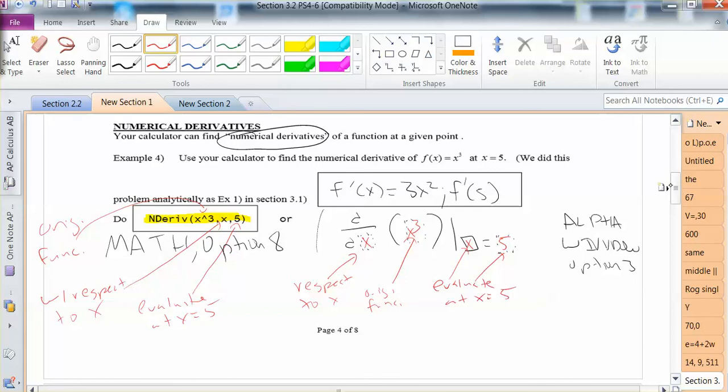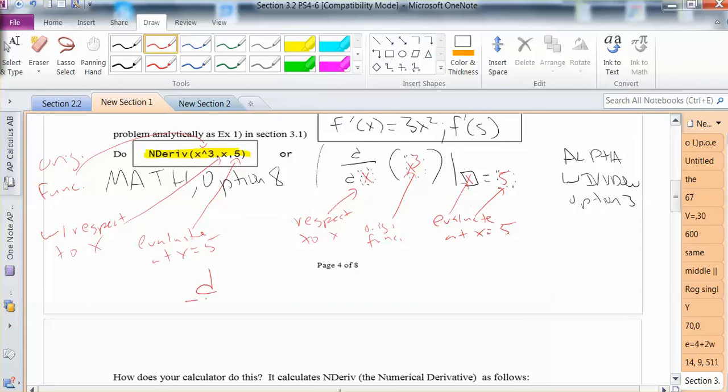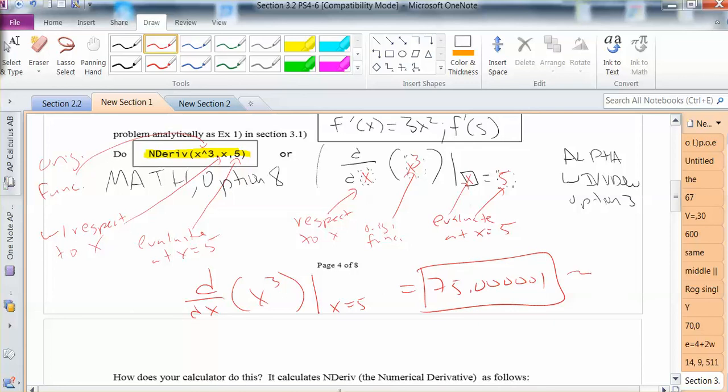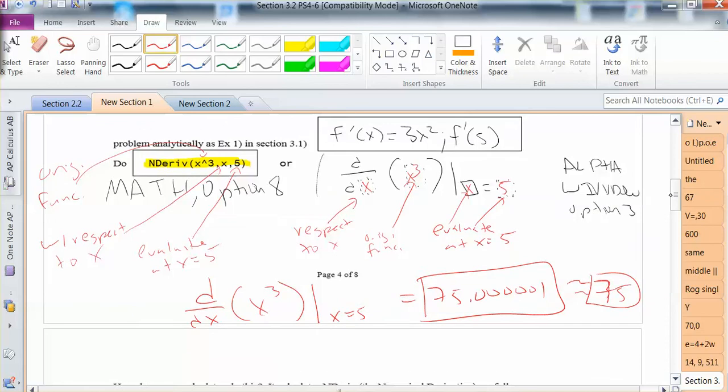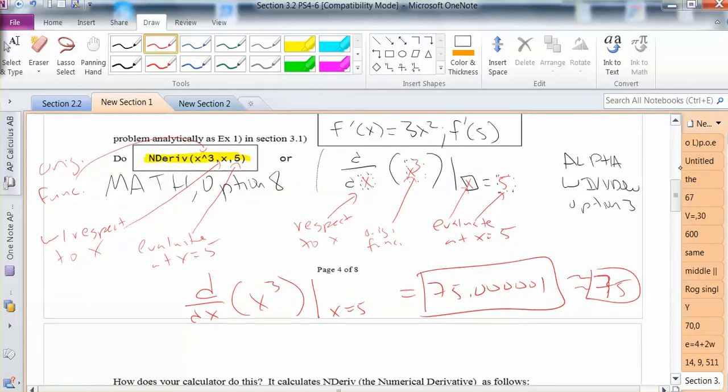So if you punch this into the calculator, I'll rewrite it again. You should have d/dx of (x cubed), the bar, x equals 5. The calculator should give you something like this: 75.001, which we can approximately say is like 75. So we can say with confidence that the derivative of x cubed at x equals 5 will be 75. Now it's a little weird that it doesn't give 75 straight, because it gives 75.00001. I may have said too many zeros, sorry about that.